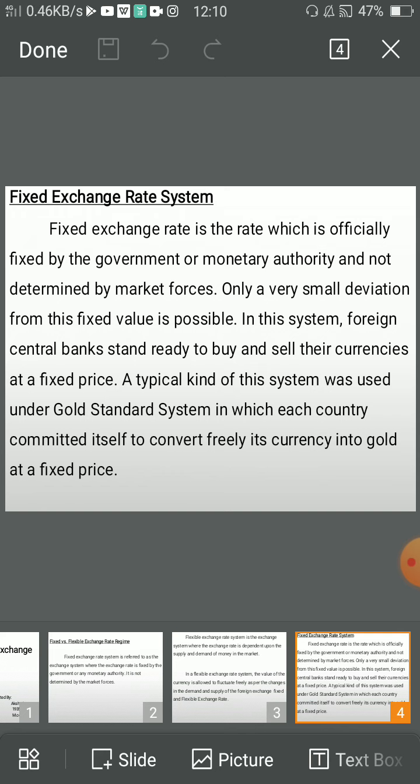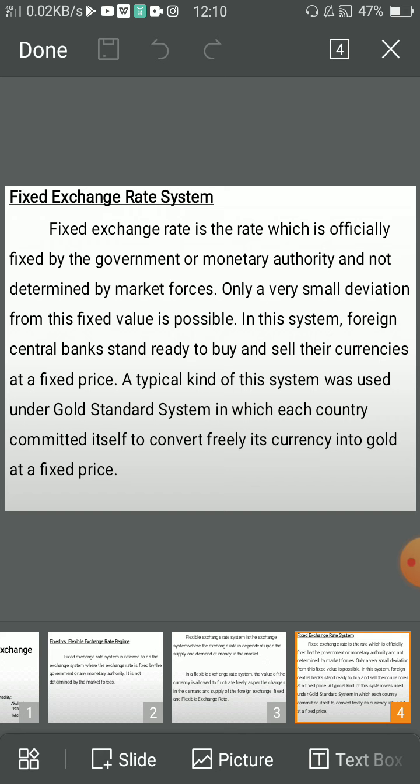Fixed exchange rate system. Fixed exchange rate is the rate which is officially fixed by the government or monetary authority and not determined by market forces. It means demand and supply do not decide it. Only a very small deviation from this fixed value is possible. In this system, foreign central banks stand ready to buy and sell their currencies at a fixed price only. They do not encourage the flexible exchange rate system.